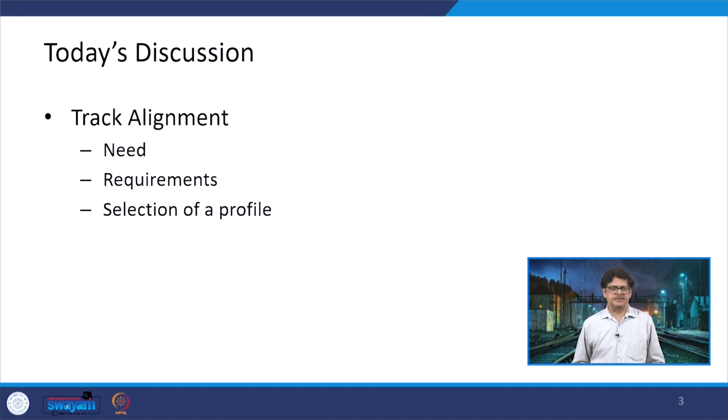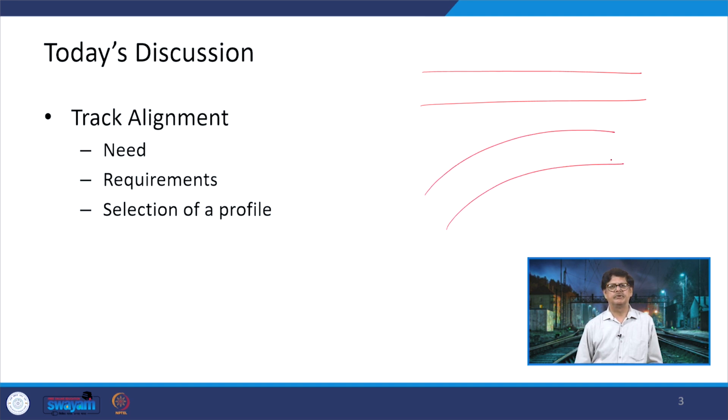In today's discussion, we will be talking about the track alignment. The track alignment means whether we are having a straight section or we may be having a curved section, or there is a possibility of multiple curves which are coming on any of the alignment which is being provided between point A and point B.